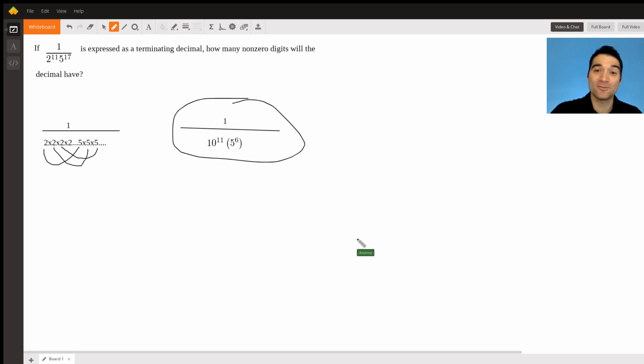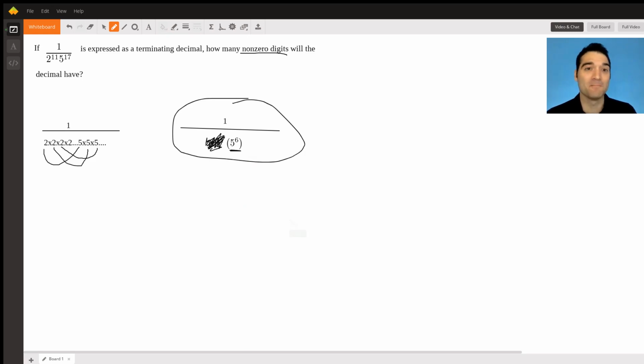Remember though, we're only interested in the non-zero digits. That's what this problem is about. So what does this term add? Not much, except a whole bunch of zeros. If I multiply the bottom terms together, I mean 5 to the power of 6 with a bunch of zeros at the end, and I do 1 divided by that number, all 10 to the 11 is going to add is a bunch of zeros. So for that reason, I can just ignore it. I can say, I don't really care about this. It's not going to get me closer to finding out how many non-zero digits there are in the final number. What will is focusing on this.